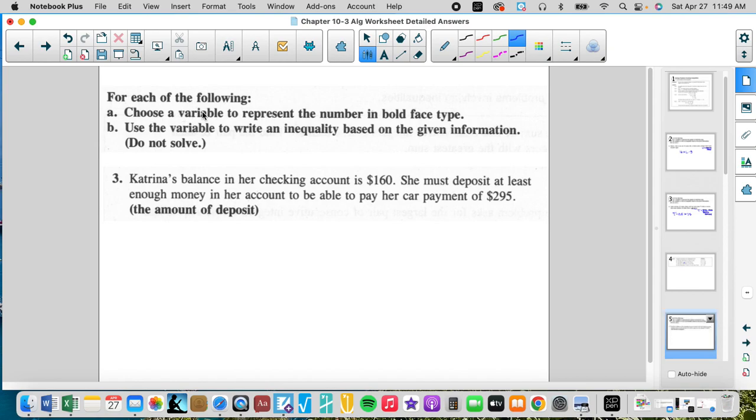Choose a variable to represent the number in boldface, the amount of deposit. Use the variable to write an inequality based on the given information. Do not solve. Katrina's balance in her checking account is 160. She must deposit at least enough money, so 160 plus her deposit. So we'll do D. D is equal to the amount deposited.